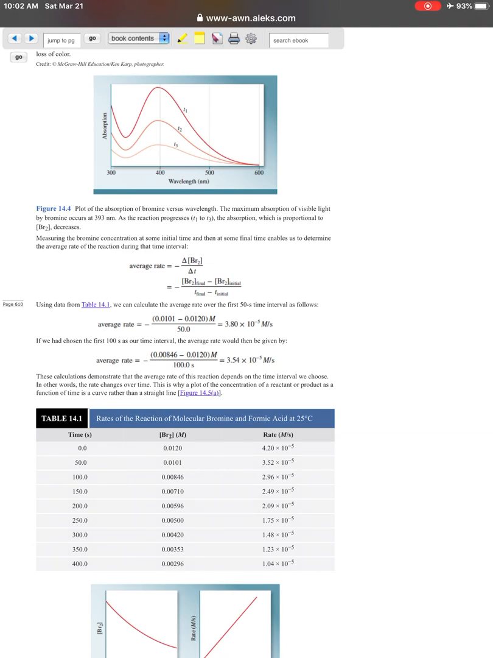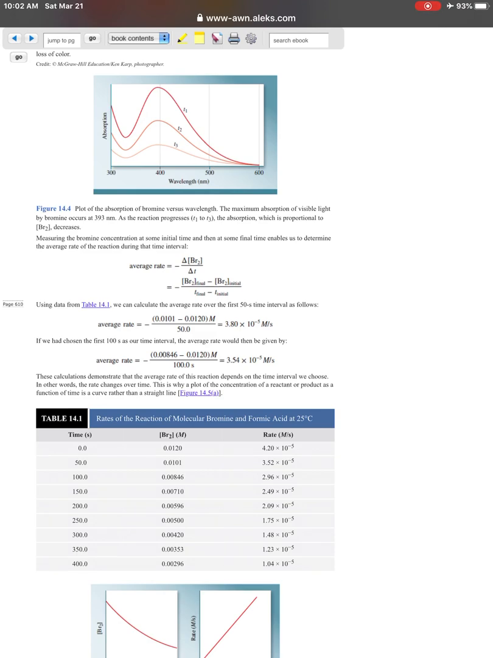And then at T3, it's even smaller. So what's happening is the absorbance of bromine is decreasing with time. And we're going to use data like that to measure kinetic properties.